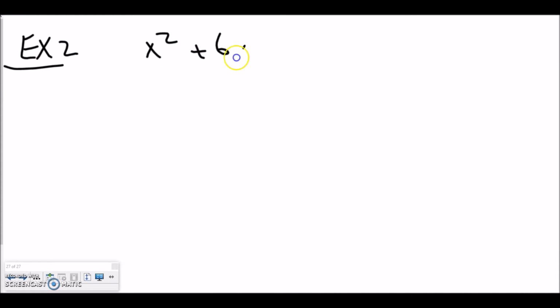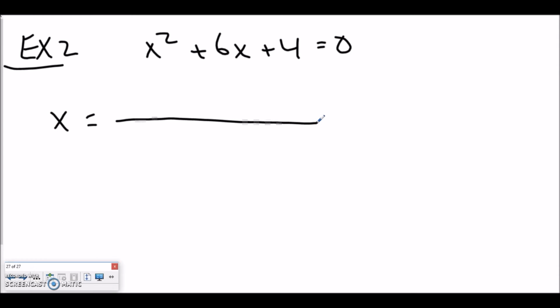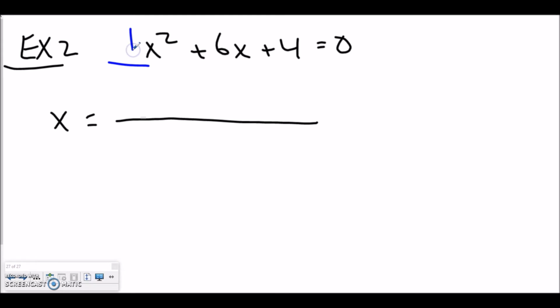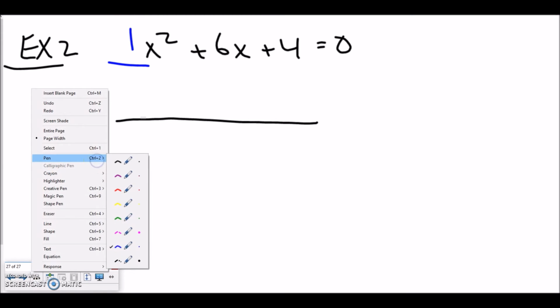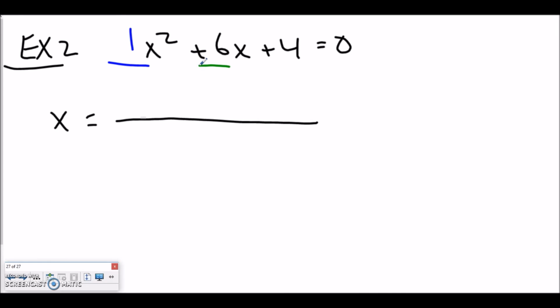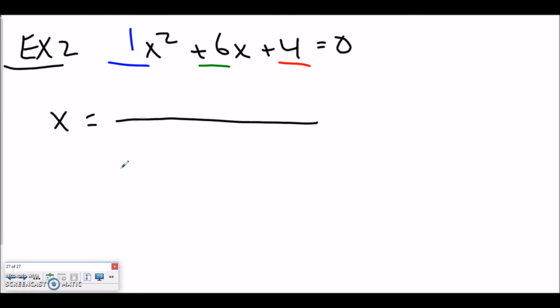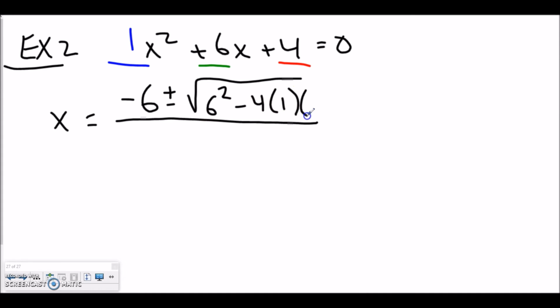X squared plus 6x plus 4 equals 0. Plug in our numbers, just as color code. We have a, which is 1. We have b, which is 6. And we have c, which is red. I'm not going to keep doing that. So negative b, which would be negative 6, plus minus square root of b squared, so 6 squared minus 4 times the blue 1 times the red 4, a and c, over 2a, which is 1.